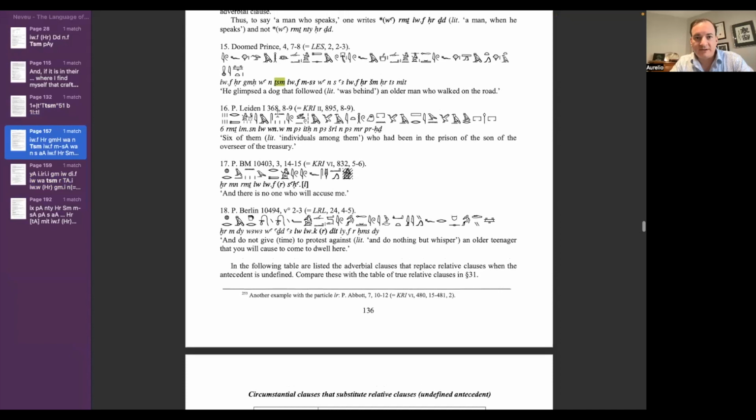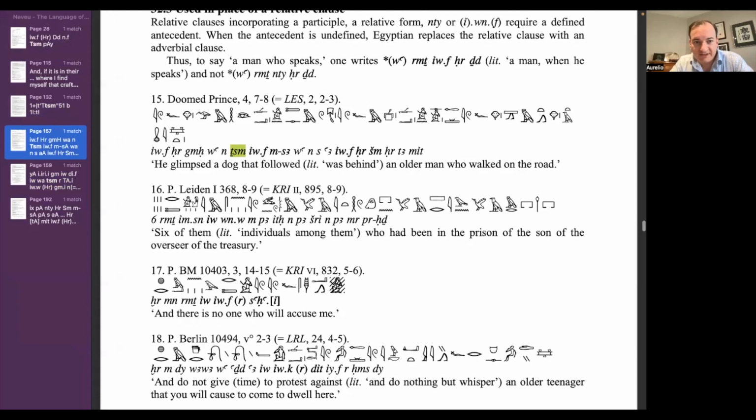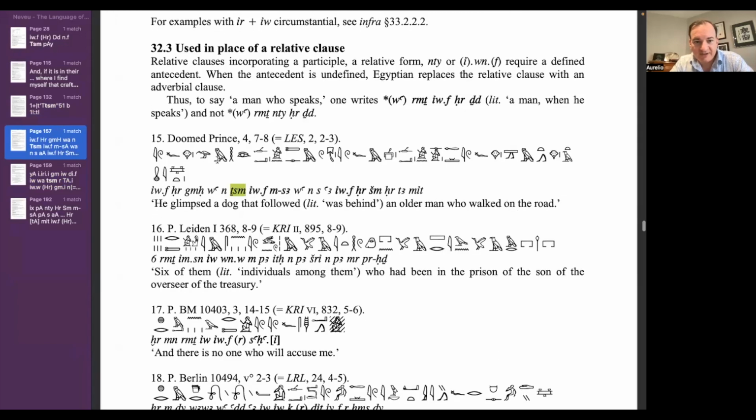Here we go. So it is from the Doom Prince. Uf het gemich wa in Chisholm. Yeah. Uf emsa wa in sa'a. So followed behind an older man, and then it actually goes on. It also qualifies the older man. Uf hersheme het meet.